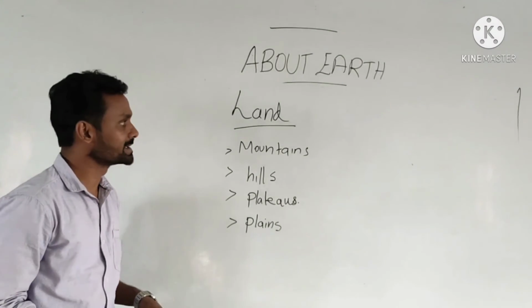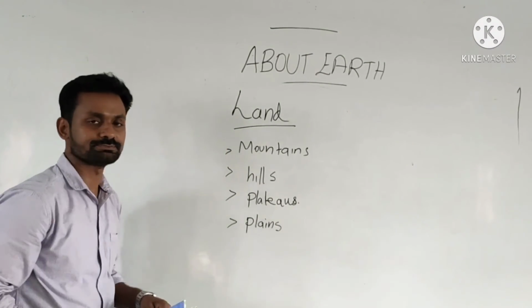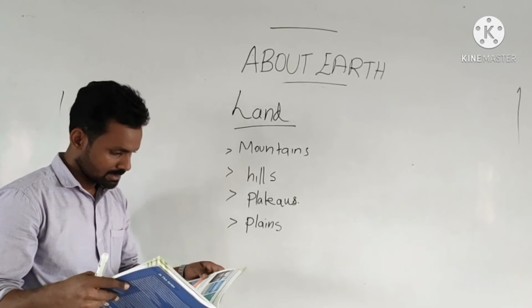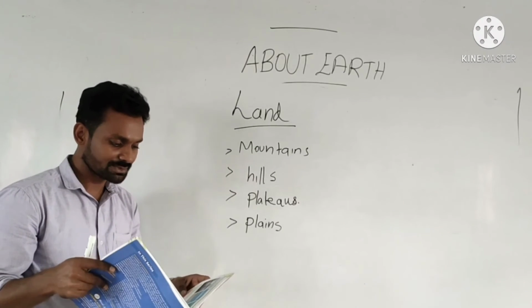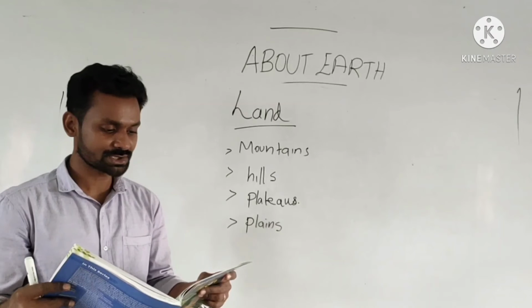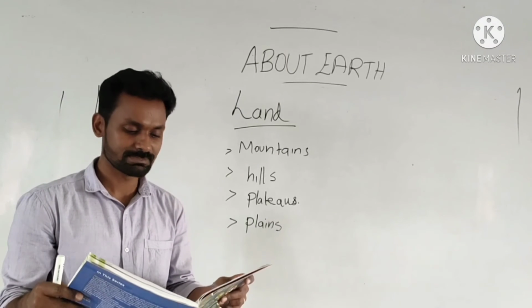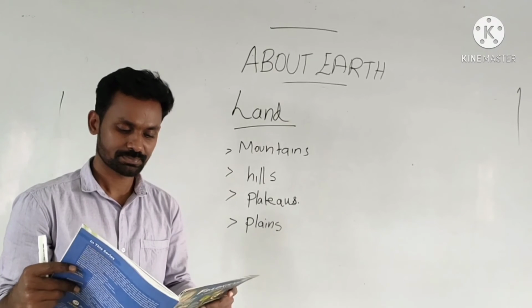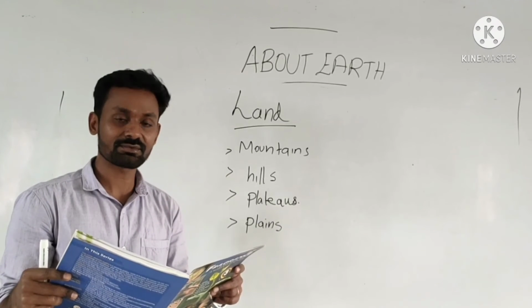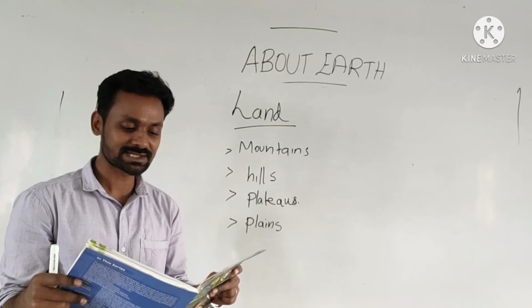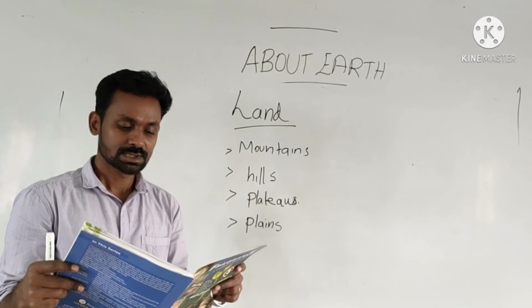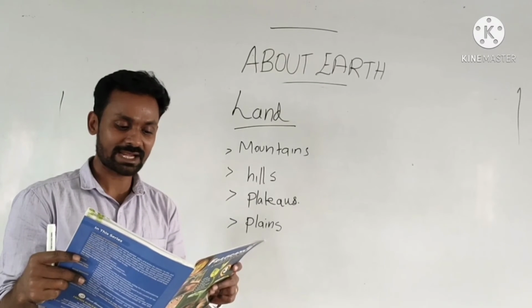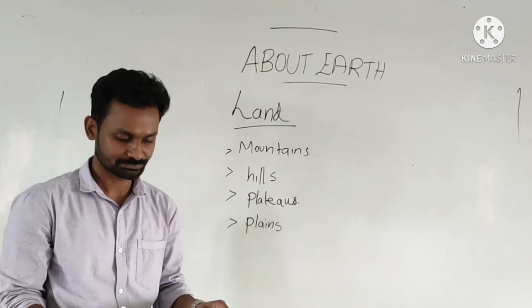Next subheading is land. The land surface of the earth has many features such as mountains, hills, plateaus and plains. The land is made up of rocks. It provides us minerals, soil for cultivation and building materials.